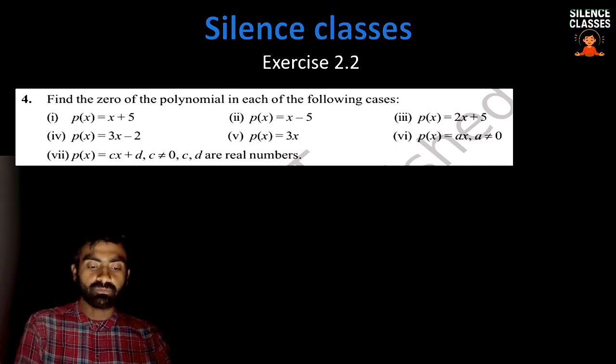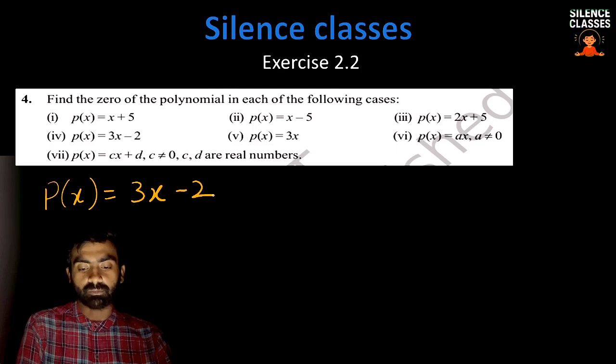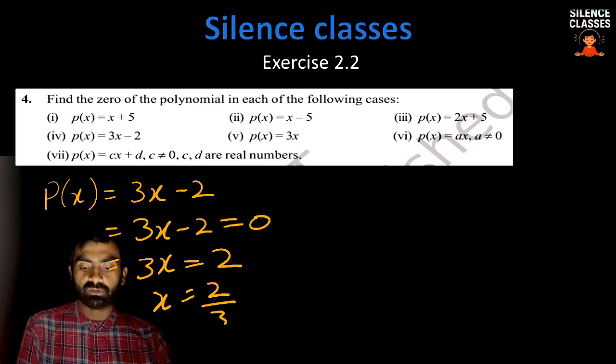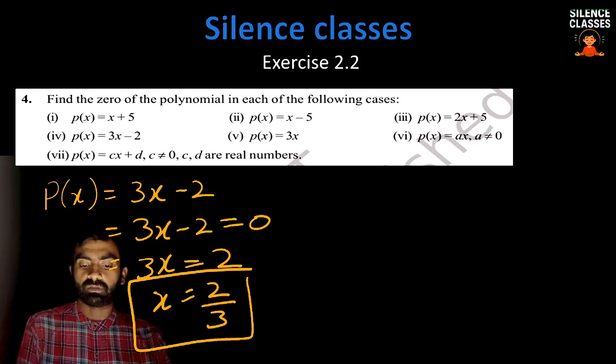So now let's move to the fourth part. p(x) is equal to 3x minus 2. So 3x minus 2 is equal to 0. So 3x is equal to 2. So x is equal to 2 upon 3. Means in the place of x we can put 2 upon 3. It will become 0. Now let's check it out.